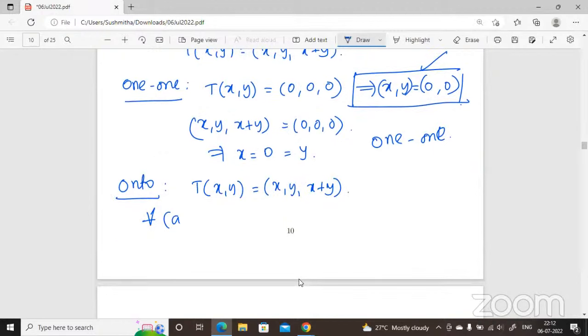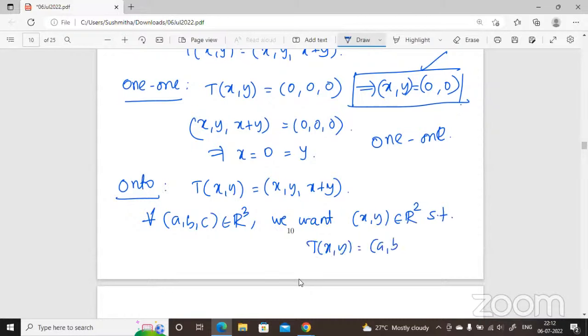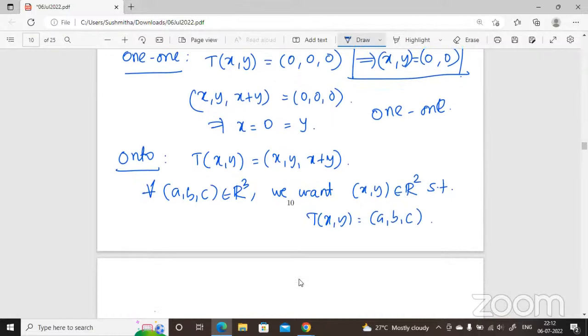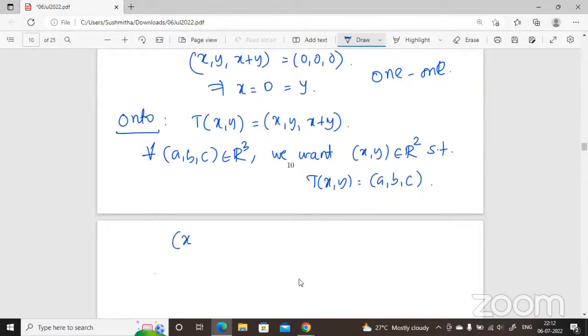So for every A comma B comma C in R3, we want a pre-image x comma y in R2 such that T of x comma y is A, B, C. The same previous thing will work, right? Same reasoning. X plus y should be equal to A, B, C. So you want C to be equal to B plus A. Correct. So if C is not equal to B plus A, then there is no pre-image, so it is not onto.